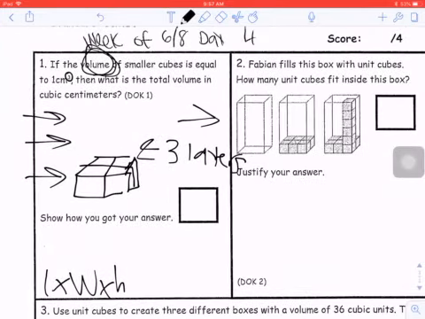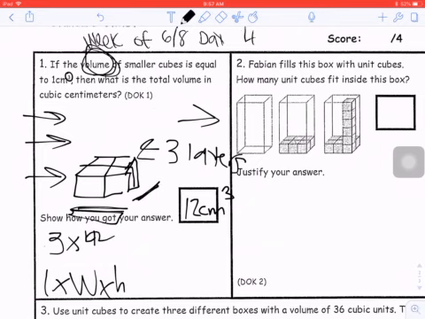So if I have 3 layers of 4, I have 12 centimeters cubed. So you could say 3 times 4, or if we wanted to do length times width times height, we could say our length is 2, our width is 2, and our height is 3. So 2 times 2 times 3. That 2 times 2 is our 4 that we have here, times that 3. That's where I got that 3 times 4.